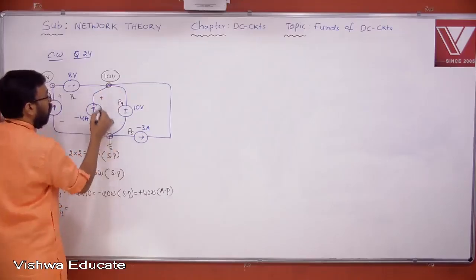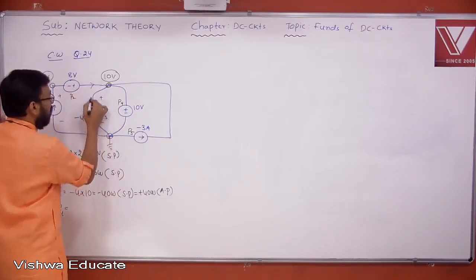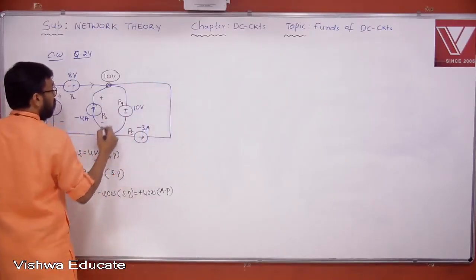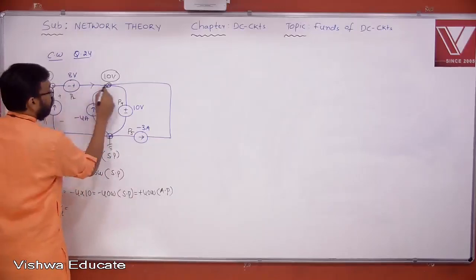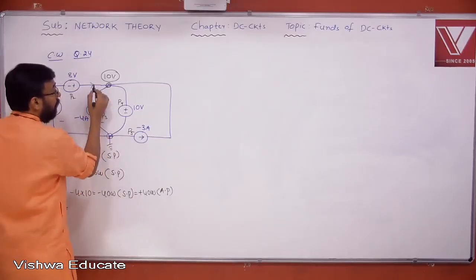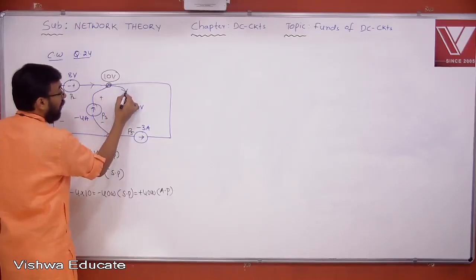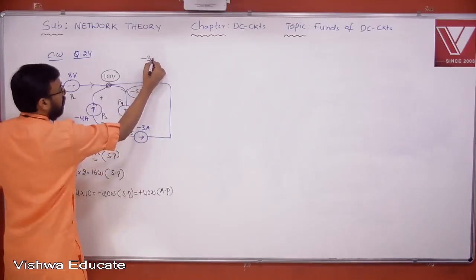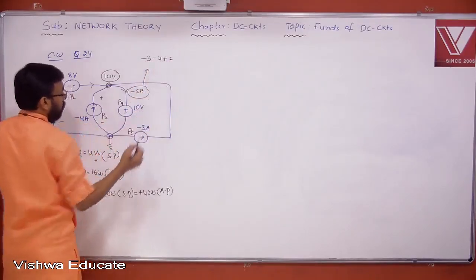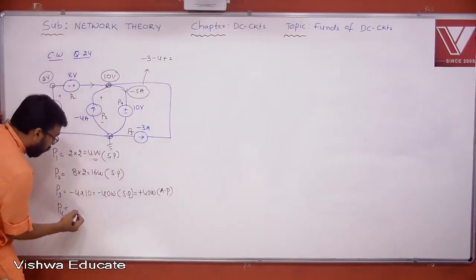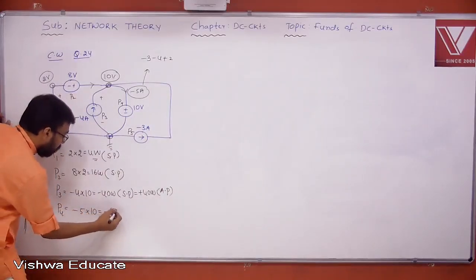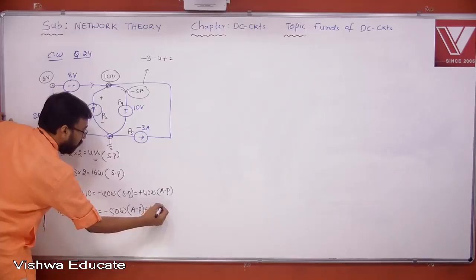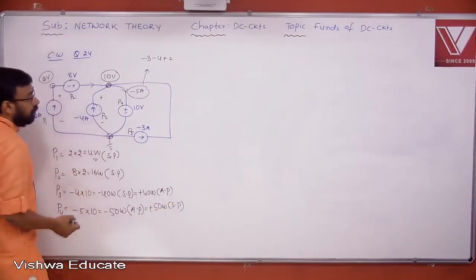Let us apply here. What is the current coming here? 2 ampere. What is the current here? Minus 4 ampere. What is the current here? Minus 3 ampere. So totally minus 3, minus 4, that is minus 7, plus 2. Minus 5 is entering, then minus 5 should leave. So minus 5 into 10, minus 50 watt absorbed power, nothing but plus 50 watt supplied power.